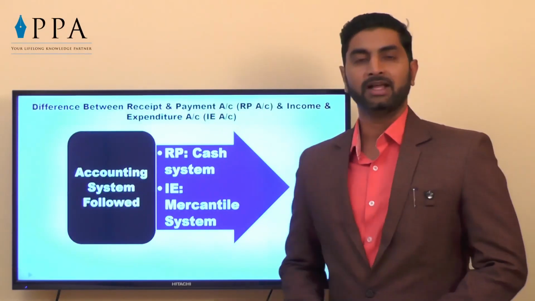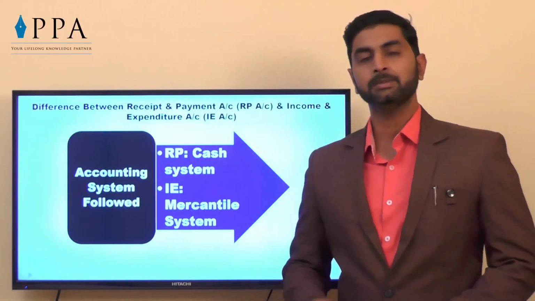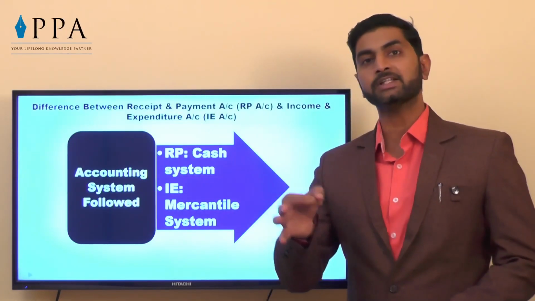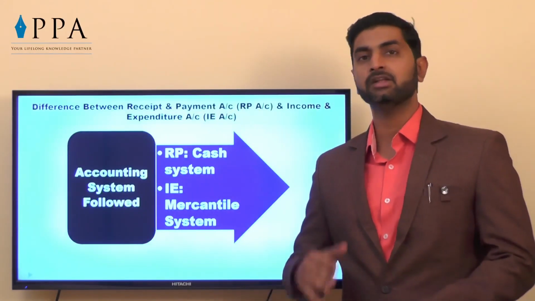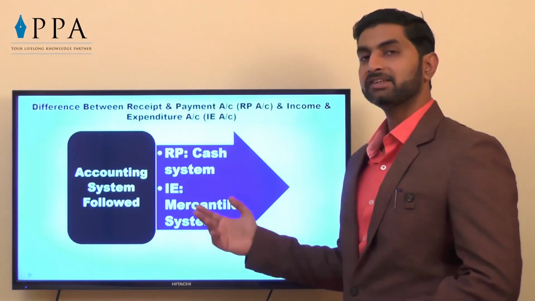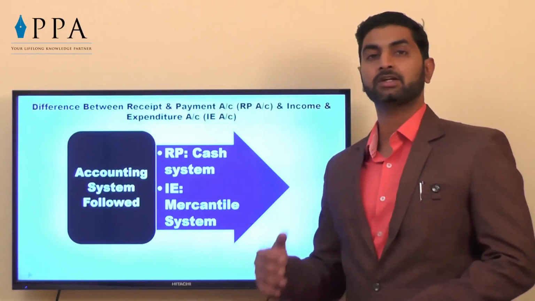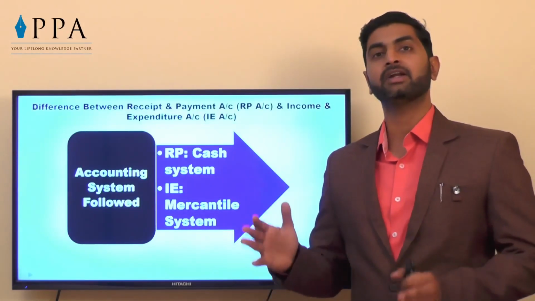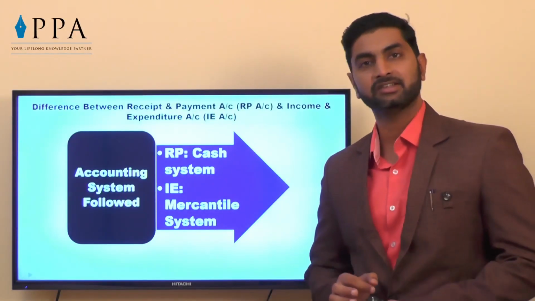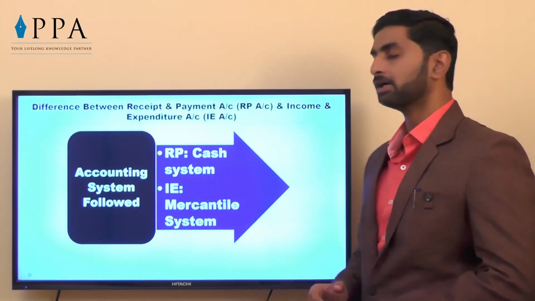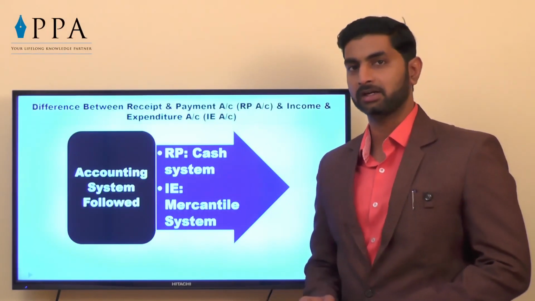Accounting system followed. As we know, there are two types of accounting system. Cash system of accounting records actual receipts and payments. It is nowhere concerned with current year's connection. But there is a second system called mercantile system, which records expenses and income of current year only. So RP account follows cash system of accounting, while IE account follows mercantile system of accounting.